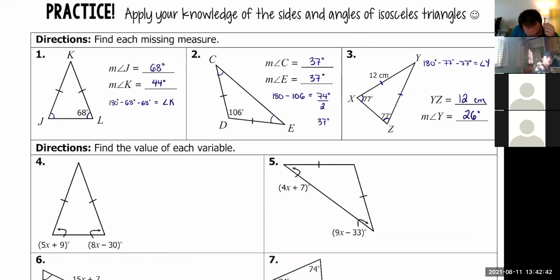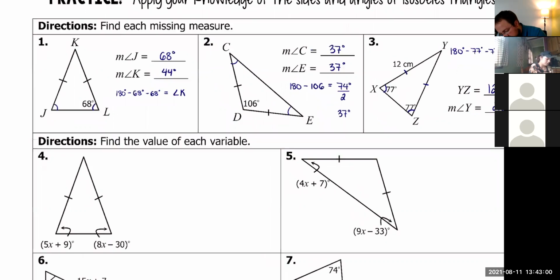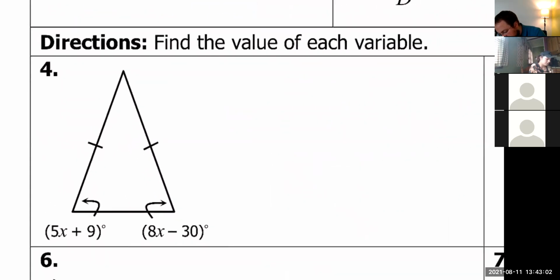All right. I'll do two more with you, just because these last two have you setting up an equation, but they're pretty repetitive. Like 4 and 5 are pretty much the same. 6 and 7 are pretty much the same. So I'm gonna take a look at number 4 here.